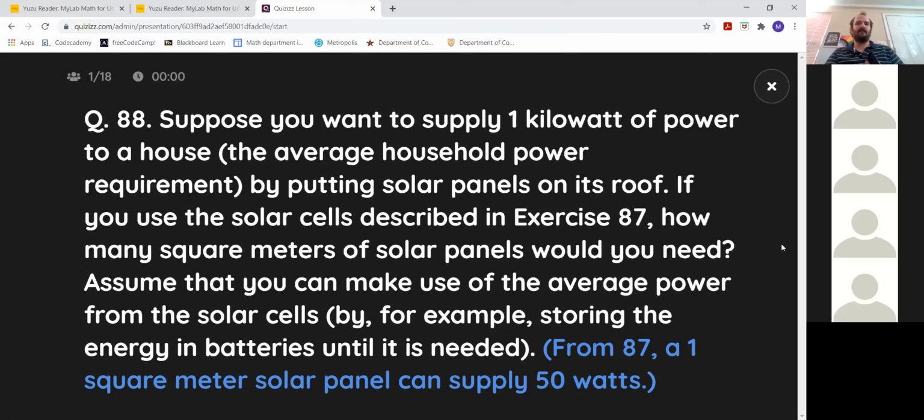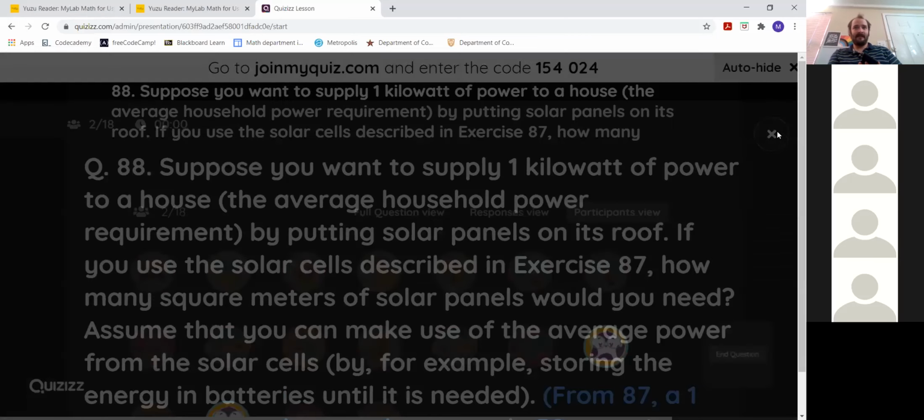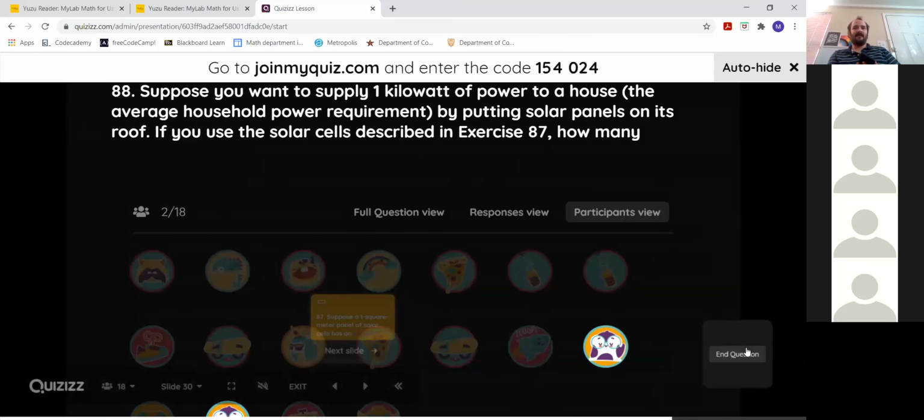All right, so there's basically 2 numbers I think you should be using. 1 square meter to 50 watts is the conversion. The other thing is 1,000 watts. So if we start with 1,000 watts, how is this conversion looking? I believe the 1 square meter is on top, the 50 watts is on bottom. So I think what we should be doing is taking 1,000, dividing by the 50 watts per square meter.